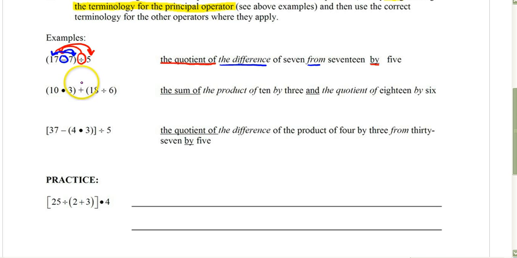In our next example, we see an addition sign outside the grouping symbol, which translates as the sum of. Sums go to the left, and on the left we see a multiplication sign which translates as the product of 10 by 3. Using our connecting word for sum, which is and, we go back to the right side where we see a division sign which translates as the quotient of. Quotients go to the left, of 18 by 6.